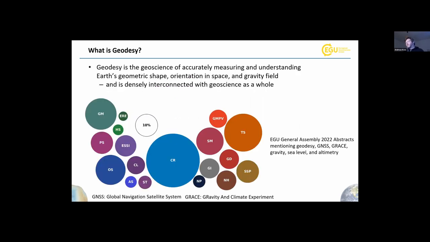If we reverse this process with this word cloud and just look at how many of the abstracts that were submitted to this year's GA mentioned geodetic techniques or core concepts like global navigation satellite systems, the GRACE satellite mission, sea level altimetry, we can see that almost all EGU divisions are interconnected with geodesy and vice versa. So to answer the question, or just partly answer that, I would say that geodesy is the geoscience of accurately measuring and understanding Earth's geometric shape, its orientation in space and gravity field, and it is very densely interconnected with the whole geoscientific field.